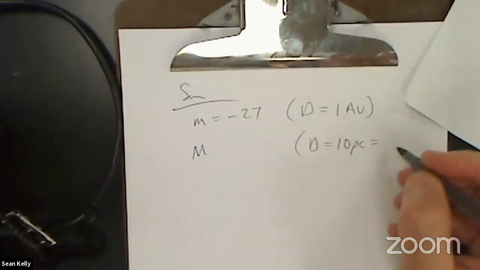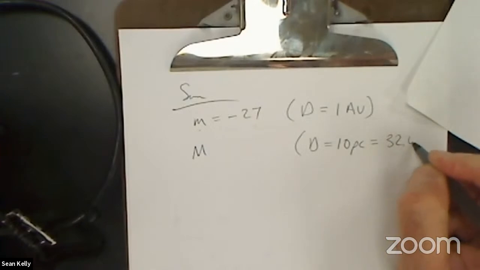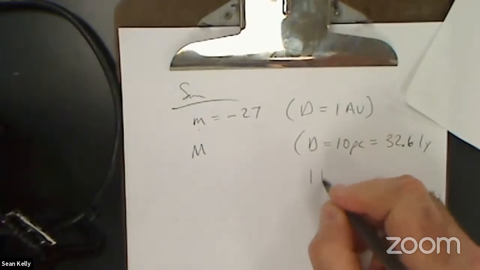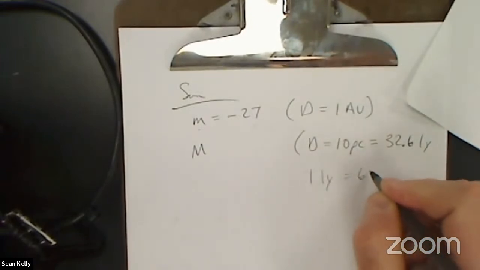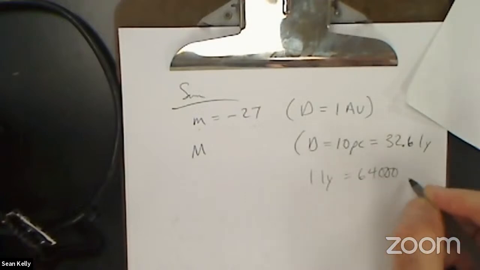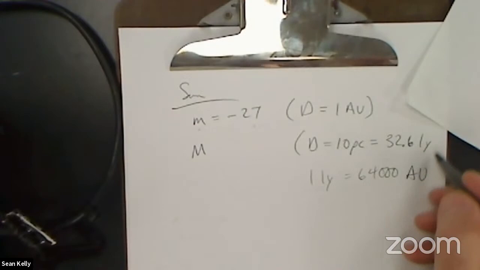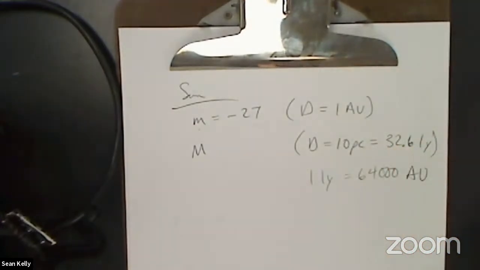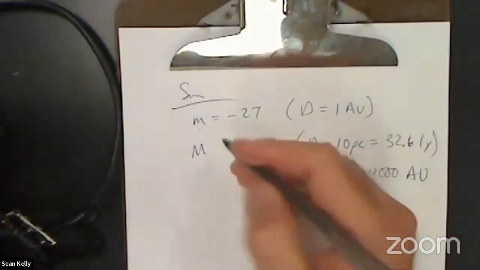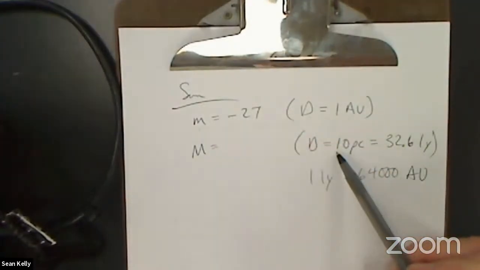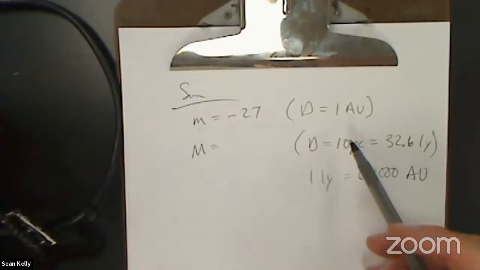What happens when we go to a distance of 10 parsecs, and if you looked at the slide a few minutes ago, you might have seen that it's 32.6 light years. Well, that's really far away, right? Just for reference, one light year is about 64,000 AU, right? Something like that, okay? So this is a really, really big distance. What happens? What do you think? Is it gonna be brighter or dimmer when you move it to 10 parsecs, okay? So I hope there's no confusion.